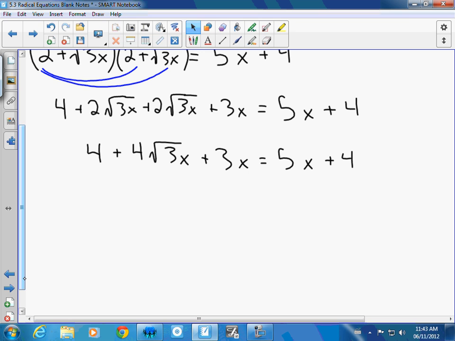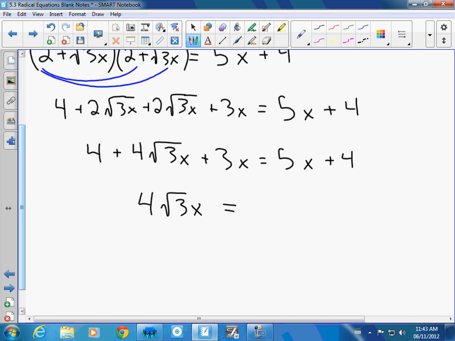Okay, so we end up with 4 root of 3x on the left. We move the 3x over to the other side. It becomes negative, right? So what's 5x minus 3x? 2x. We have the 4 over here. It goes to the other side. It becomes negative. 4 minus 4 is 0. Oh, well, that's easy. Now what do we got to do? Do we have to square it again? Didn't I say at the beginning, if you have two radicals, more than likely you're going to have to square it twice? So we're going to square the whole thing again. Square the left side, we square the right side.